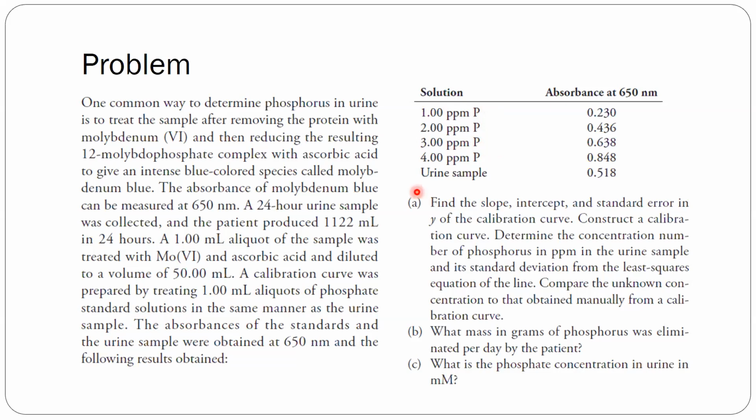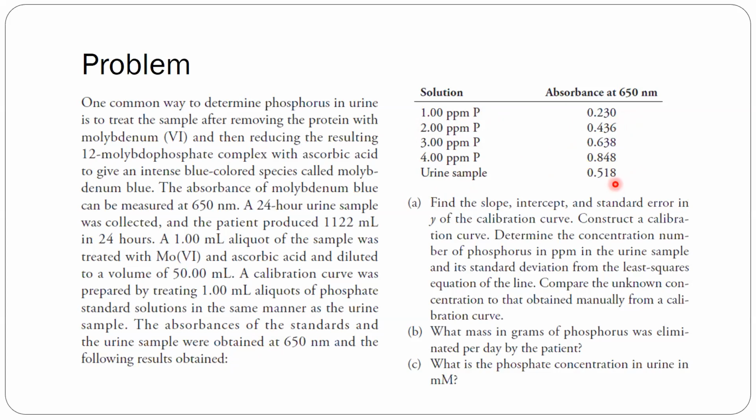Okay? Now, the absorbances of the standards and the urine sample were obtained at 650 nanometers. So ito yung resulta. Yung known concentration mo or known standard mo na 1 ppm, 0.230 yung absorbance. Pag 2 ppm, 0.436, etc. hanggang 4 ppm. Ang next mong ginawa, kinuha mo na yung urine sample mo. And remember, yung urine sample mo, 50 ml siya. Diluted kasi, 50 ml. And you found out that the absorbance is 0.518.